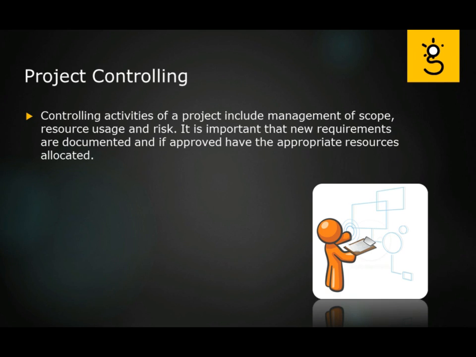Controlling activities of a project would include things like the management of the scope, of the resource usage, right? Resources are people and machines and all those things, and the risk that we're going to be inherently seeing within the project. It is important that new requirements are documented, and if they are approved, they should have the appropriate resources allowed.